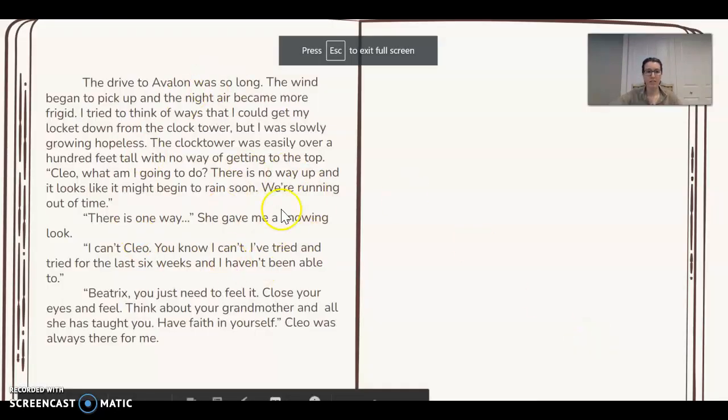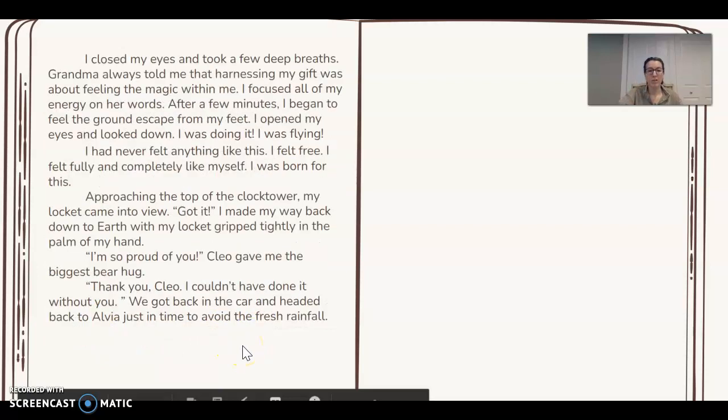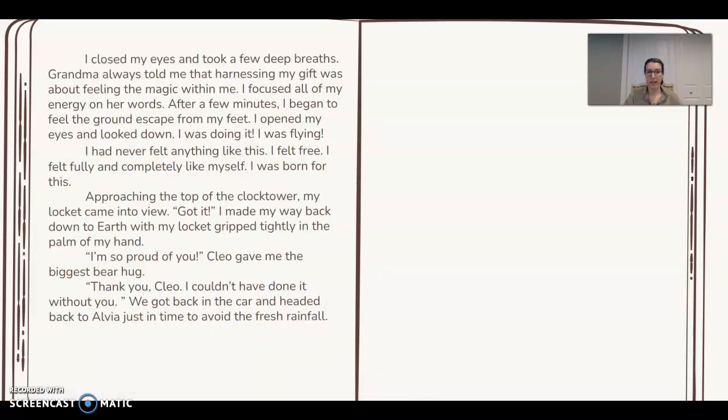So this was my main event. We had Beatrix losing her locket, and she left off with Cleo trying to convince her to have faith in herself. So now, into my resolution: I closed my eyes and took a few deep breaths. Grandma always told me that harnessing my gift was about feeling the magic within me. I focused all of my energy on her words. After a few minutes, I began to feel the ground escape from my feet. I opened my eyes and looked down. I was doing it. I was flying. I had never felt anything like this. I felt free. I felt fully and completely like myself. I was born for this.